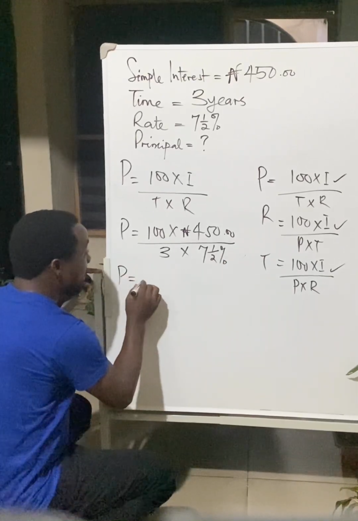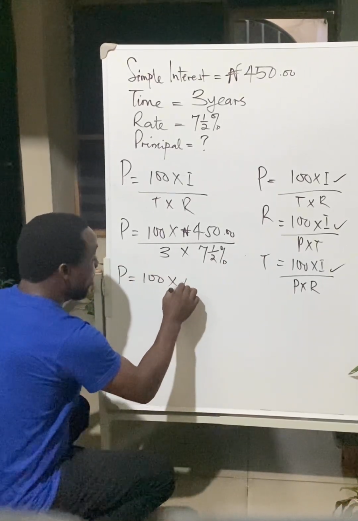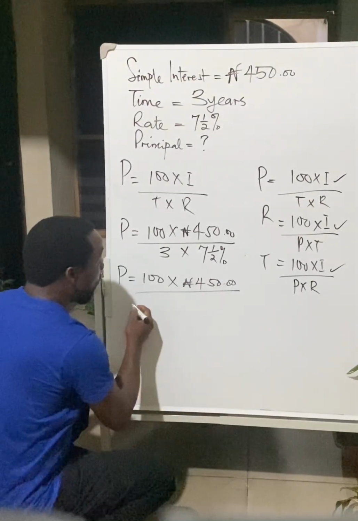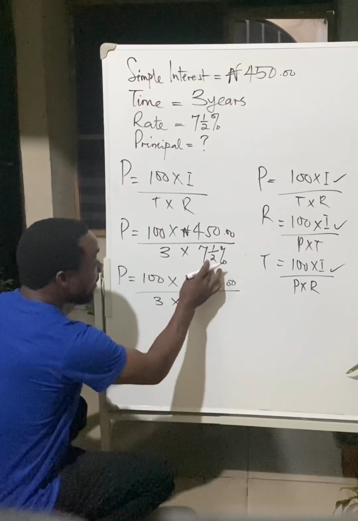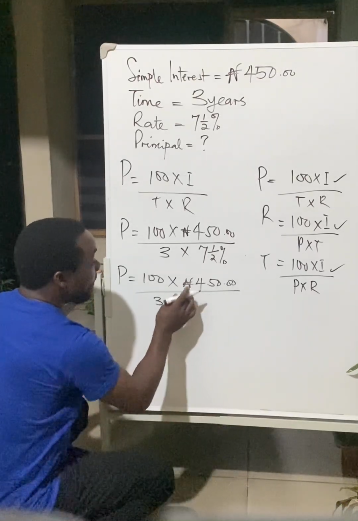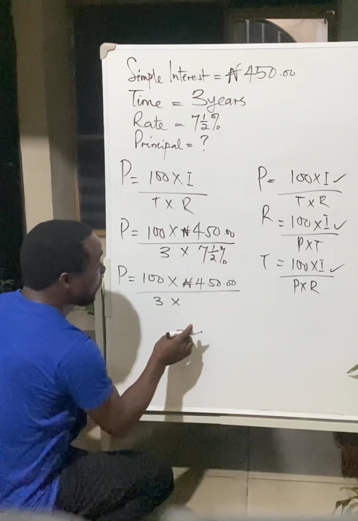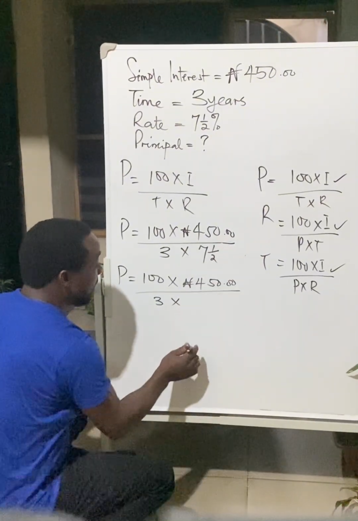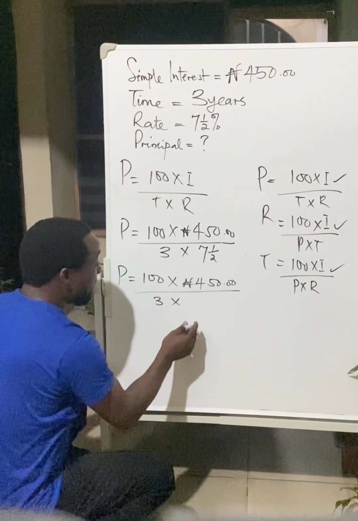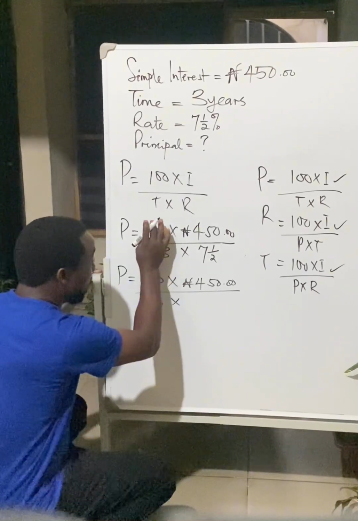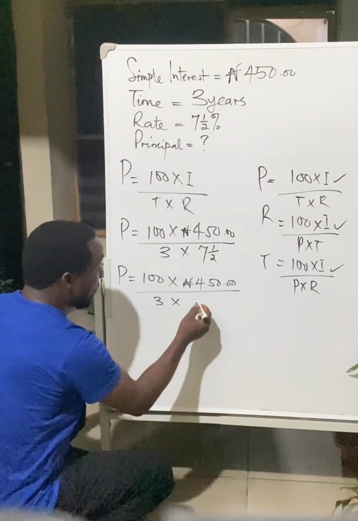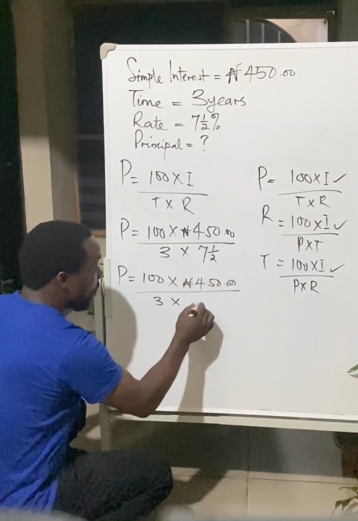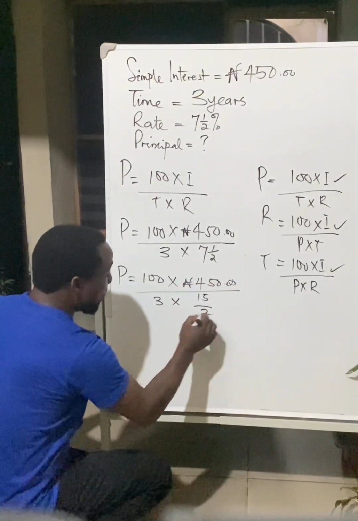So our P is equal to 100. I keep my numerator the way it is, times 450 over 3 times. I change this mixed fraction to an improper fraction. I remove the percentage. The percentage is not supposed to be there because 100 is here already. So this becomes 2 times 7 is 14 plus 1, 15 over 2.